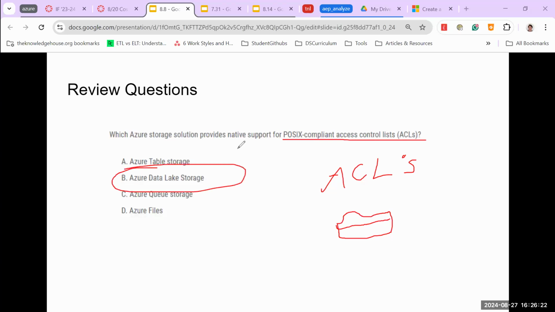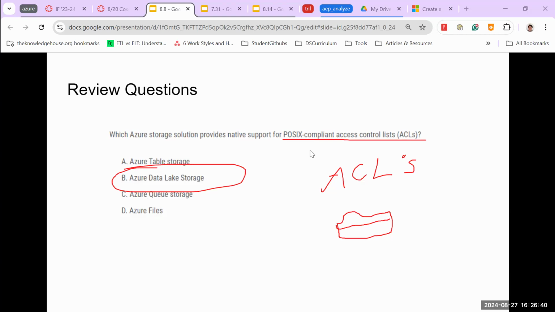So keep that in mind, everyone. If you want to create POSIX compliant folders in Azure, data lake storage is your solution. All of this other stuff has to do with nothing. None of this has to do with POSIX compliant access control lists.